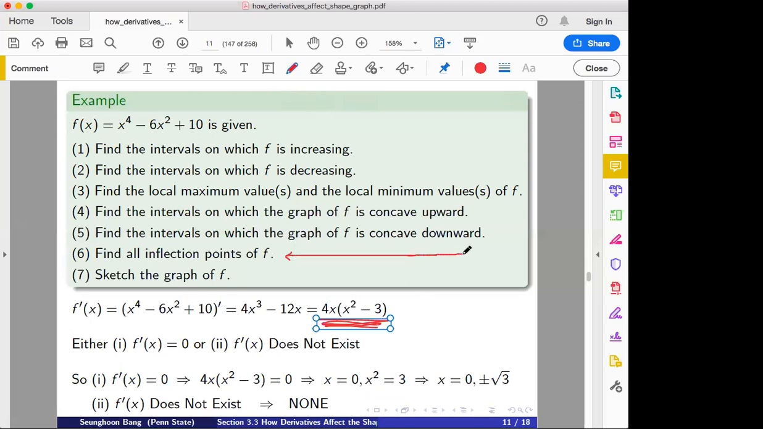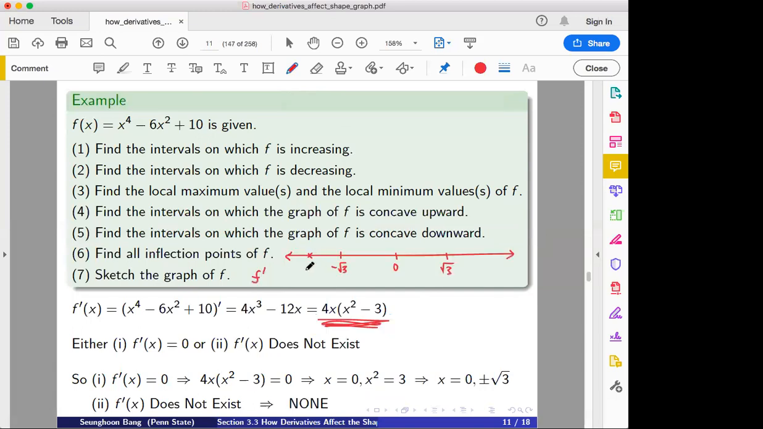You can draw a plot here: negative root 3, 0, root 3. So like this. You can choose test numbers. You can check f prime.